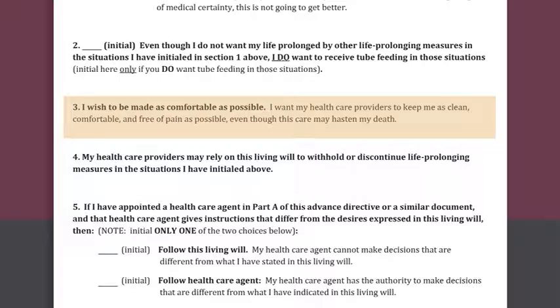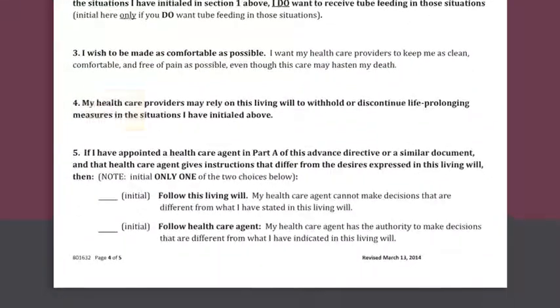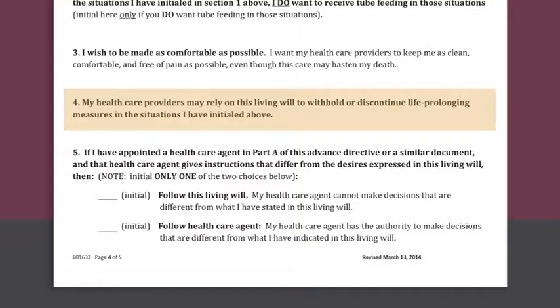In Section 3, you indicate that you wish to be made as comfortable as possible. You do not need to initial this section. Please make sure that you have discussed this with your agent and your provider. In Section 4, you are giving permission to your healthcare providers to refer to this living will in order to withhold or discontinue life-prolonging measures. You do not need to initial this section.